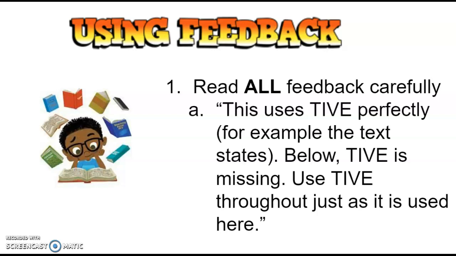Sometimes you'll get something like this: This uses the tithe method perfectly. For example, the text states, giving you what the tithe was. Below, tithe is missing. Use tithe throughout just as it is used here. So I'm saying, hey, you did it well here. Below, you're missing it. So that's why you need to really read all of it. Because if you just say, hey, use it perfectly, boom, click, you're going to miss the fact that you have to revise it below. Read it all. A lot of times I'll point out the positives, and not just, hey, it's missing here, but I want you to see you did do it right. We just need to revise a little bit more.